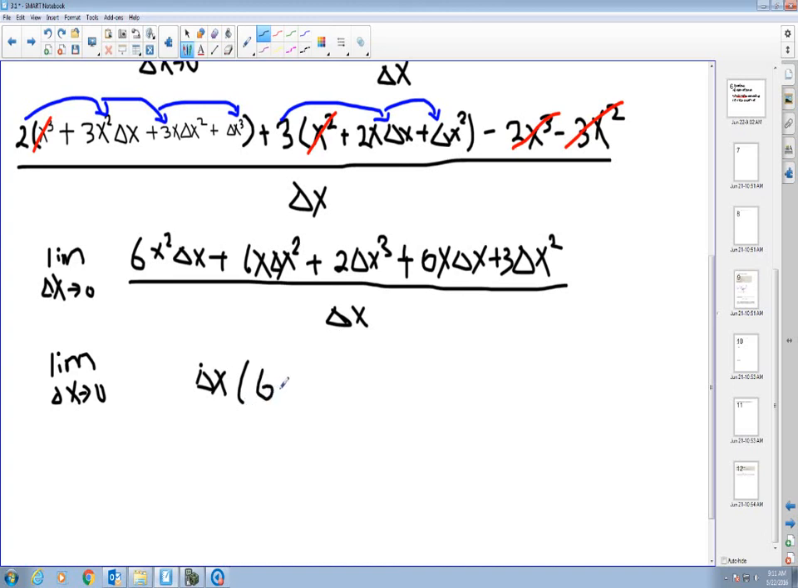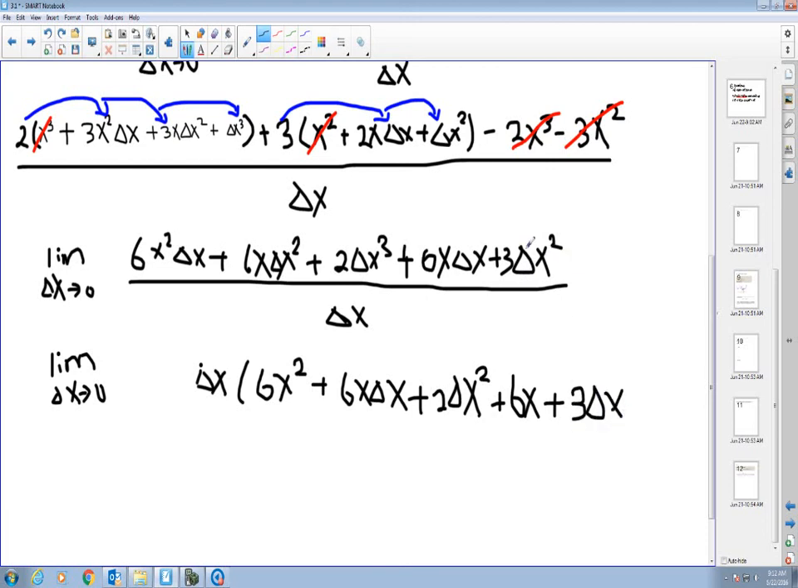Alright, 6x squared. This delta x goes to the outside. This is supposed to be 6x delta of x plus 2 delta of x squared plus 6x plus 3 delta of x. Okay, delta x squared, one of them goes out, the other one stays in. It doesn't really make a difference what I wanted to factor out, or what coefficient I wanted to factor out, because the delta of x will cancel out on the outside here.